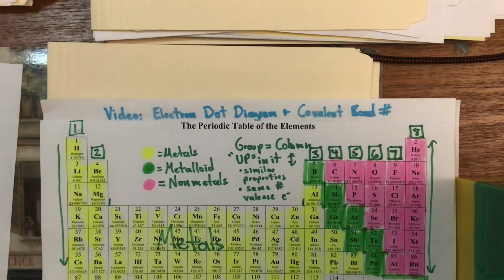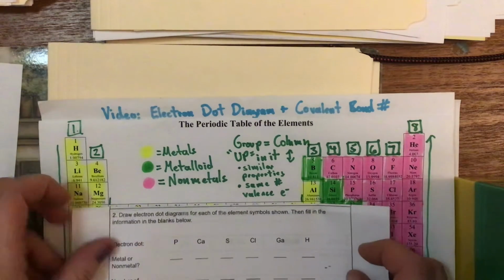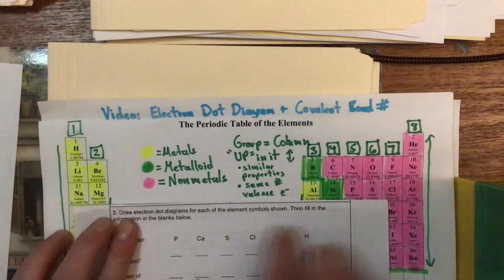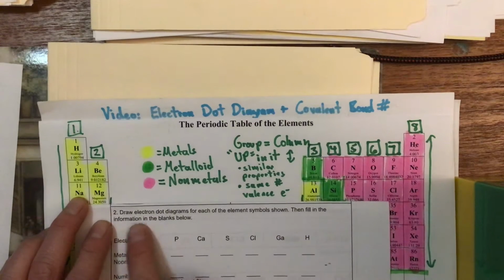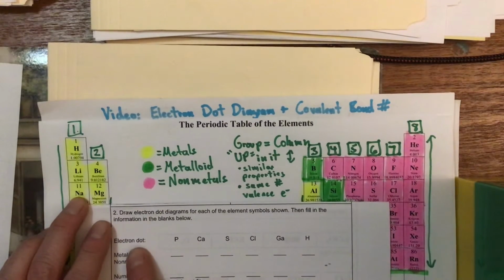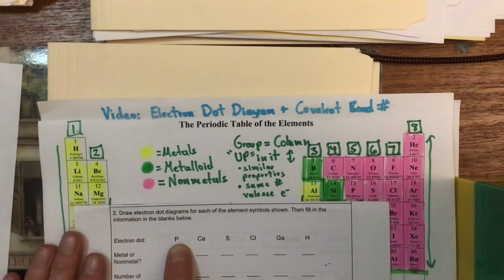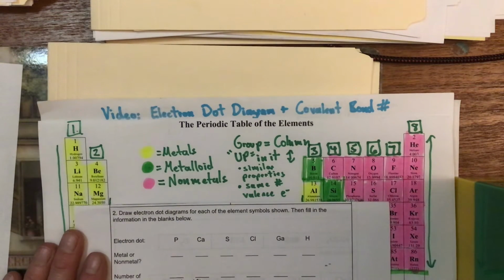Okay, so I'm going to show you a piece of the practice test here that we had, quiz 1 practice test, which was on atoms, compounds, and reaction types. Okay, so this would be the part that's on atoms and getting us ready to understand compounds. So right here in part 2, it says draw electron dot diagrams for each of the element symbols shown, then fill in the information in the blanks below. So electron dot diagram is going to show the valence electrons for that element.